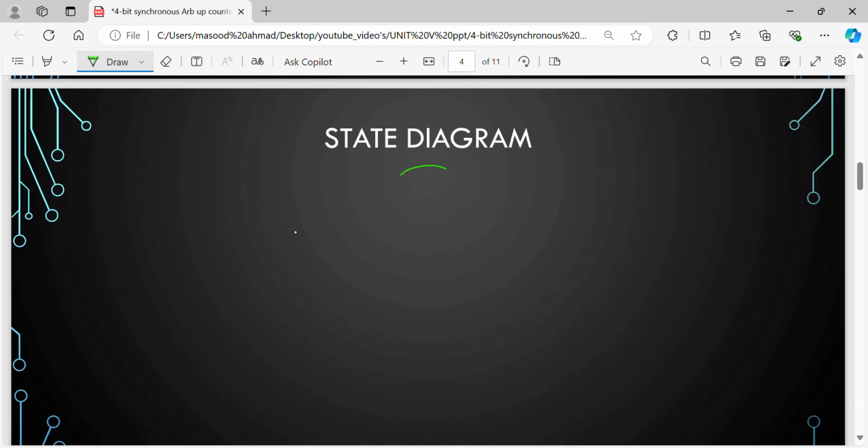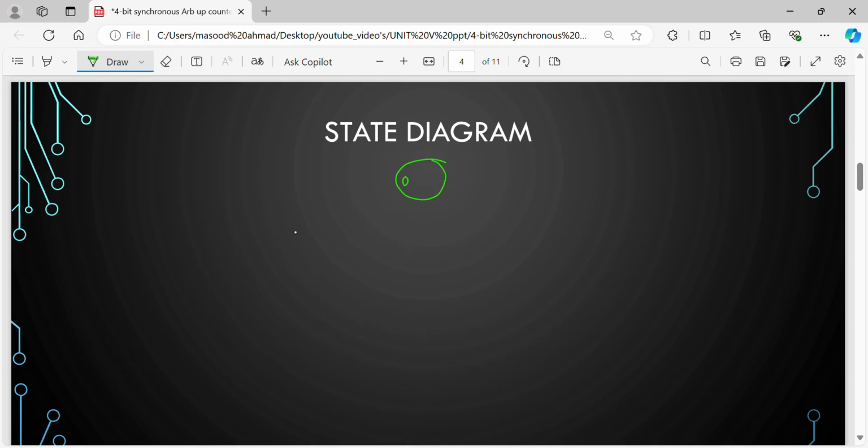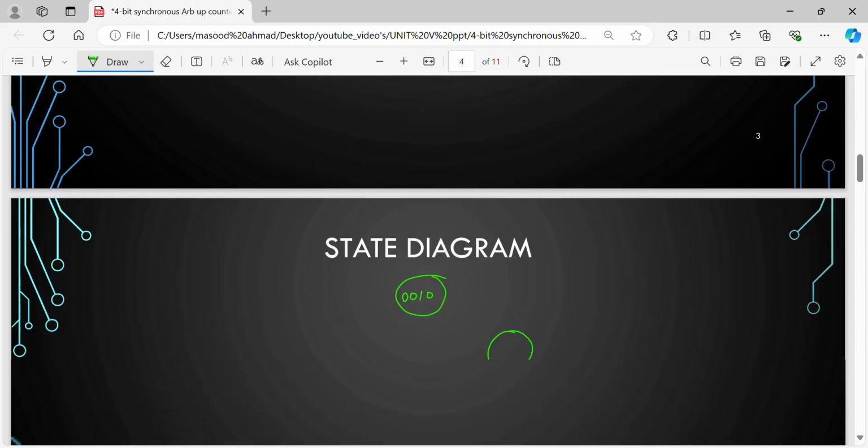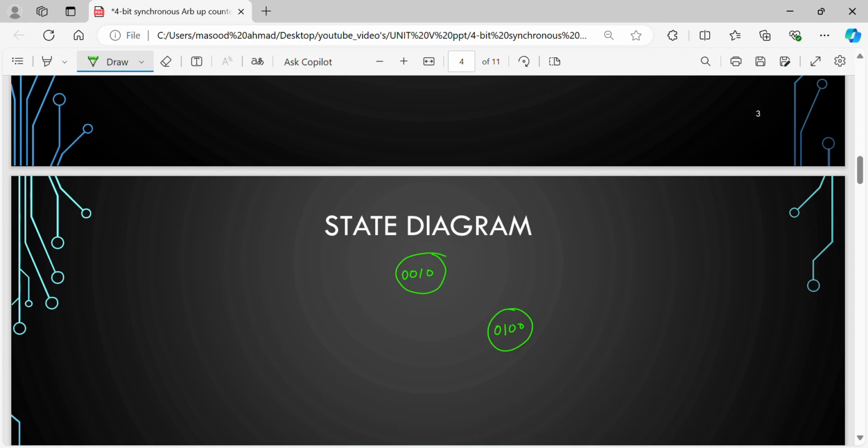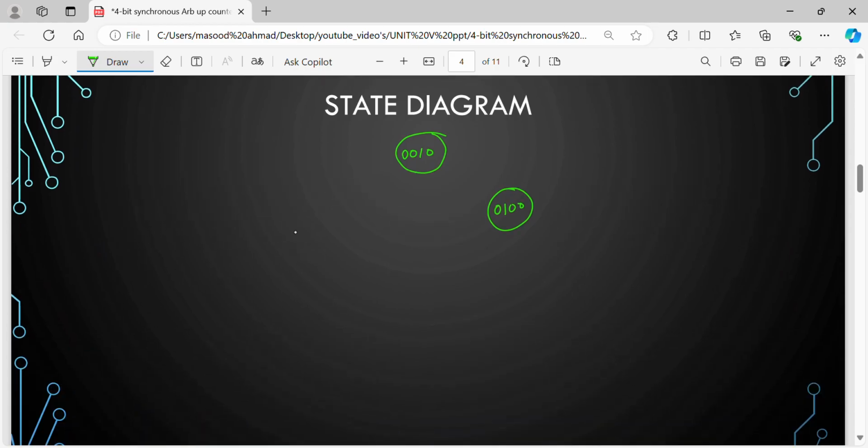The state is represented in a circle. So 2 is 0, 0, 1, 0. Next from 2 we go to 4, which is 0, 1, 0, 0. From 4 it goes to 5, which is 0, 1, 0, 1. Then 5 to 6, which is 0, 1, 1, 0. Then 6 to 8.